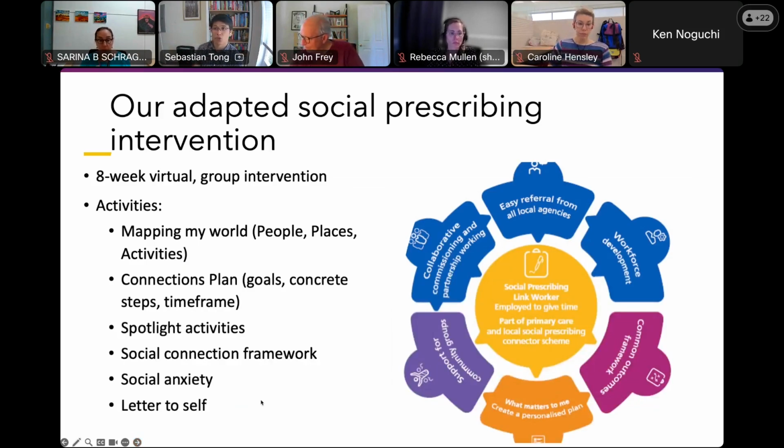For our adapted social prescribing intervention, we took an 8-week virtual group intervention, and we helped people map their current activities, create a concrete connections plan, gave them examples of things they could do with spotlight activities, discussed the social connection framework, talked about how we address social anxiety, and helped them write letters to themselves to develop concrete plans and stay active beyond the group period as well. This mimics some of the things on the right-hand side: the social prescribing link worker model where they're referring people to places, looking at workplace development, creating a personalized plan of what matters to them, and looking at support groups in the community.